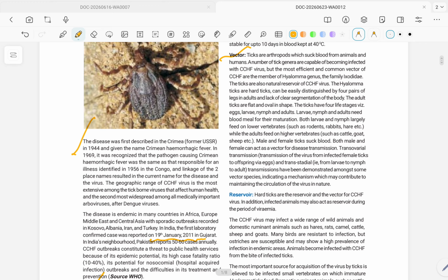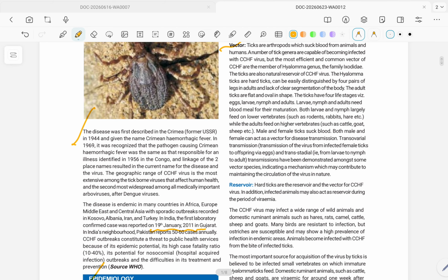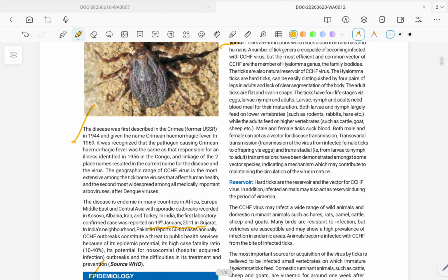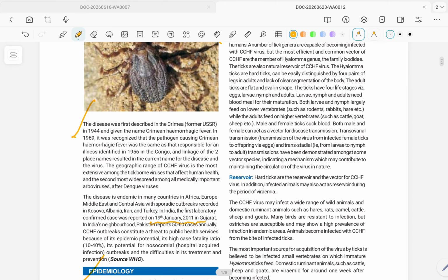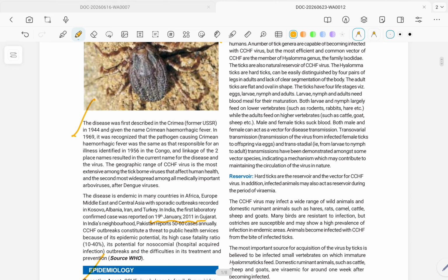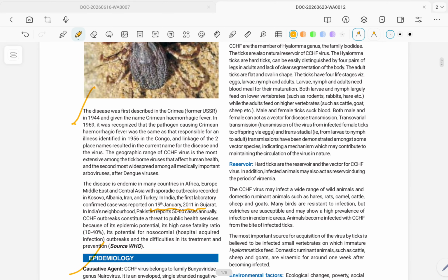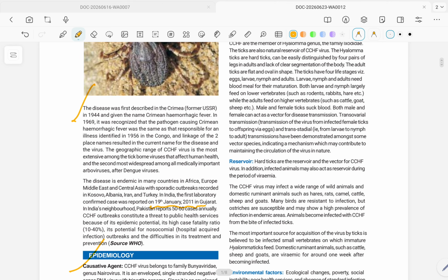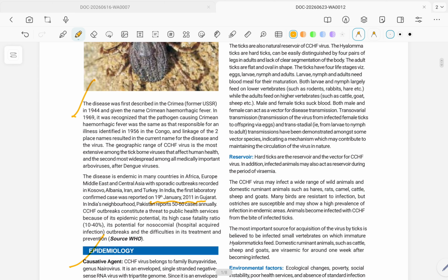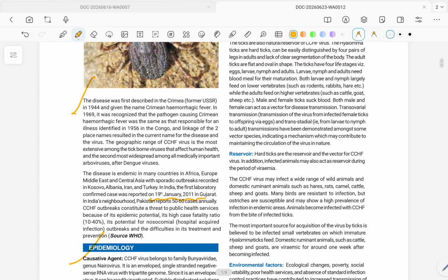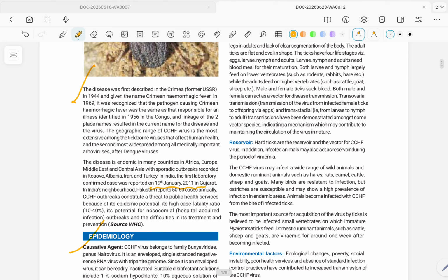The Hyalomma ticks are hard ticks, can be easily distinguished by four pairs of legs in adults and lack of clear segmentation of the body. The adult ticks are flat and oval in shape. The ticks have four life stages: egg, larva, nymph, and adult. Larva, nymph, and adult need a blood meal for their maturation. Both larva and nymph largely feed on lower vertebrates such as rodents, rabbits, hares, etc., while the adults feed on higher vertebrates such as cattle, goats, sheep, etc.